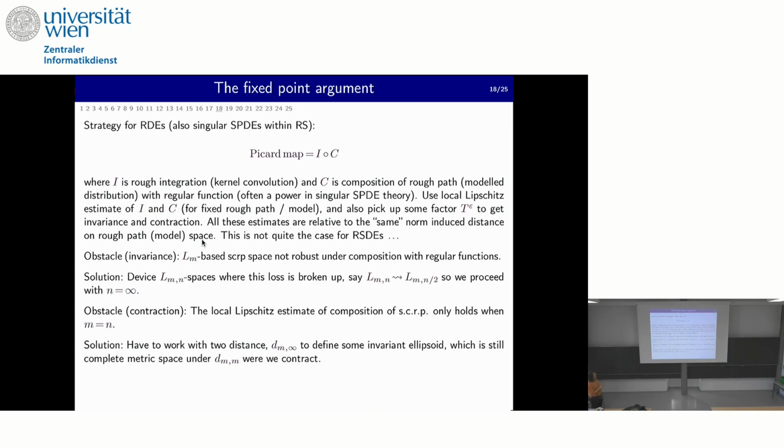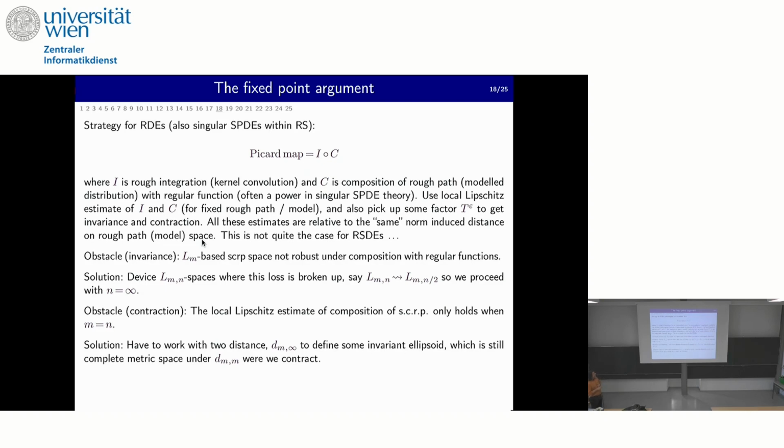And in RDEs, and also actually in singular SPDEs, Martin can correct me if necessary, you can do all this basically with one norm, or norm-induced distance, on a space of controlled rough paths or model distributions. It's not quite true. You have to tweak a little bit the Hölder exponents to make some power t to the epsilon appear so that you get your invariance and your contraction, make things small. This gives you the local well-posedness, okay?